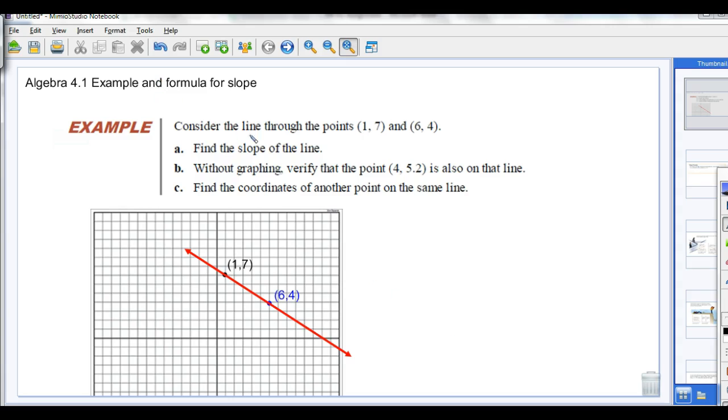So here's our first example. Consider a line through the points (1, 7) and (6, 4). We're going to: A, find the slope of the line; B, without graphing, verify that the point (4, 5.2) is also on that line; and C, find the coordinates of another point on the same line.